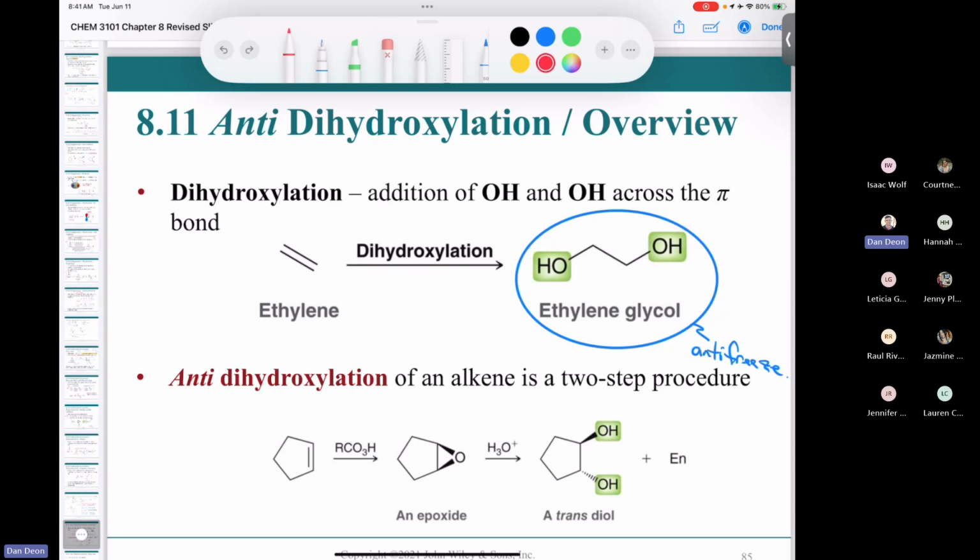The process of making a diol has a really fancy name. It's called dihydroxylation. Dihydroxylation is forming a diol. And when you see the word glycol, it usually means that you've got two alcohols in the same compound. The only ones we ever look at in this class are ethylene glycol or propylene glycol, but that's for another day. Anyhow, we're going to look at two types of dihydroxylation.